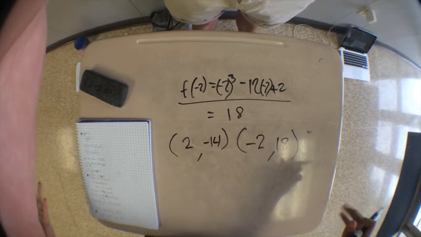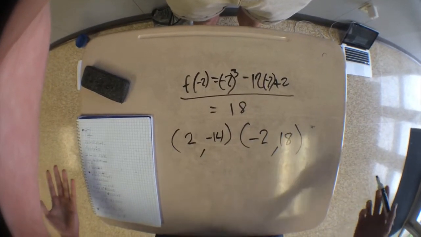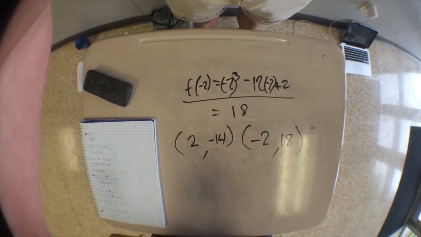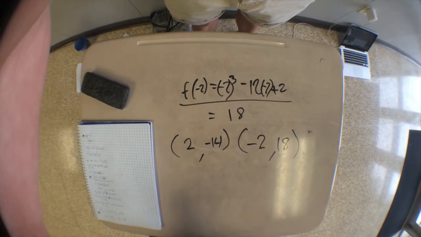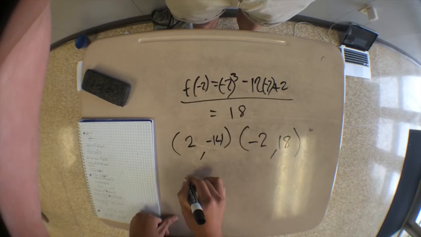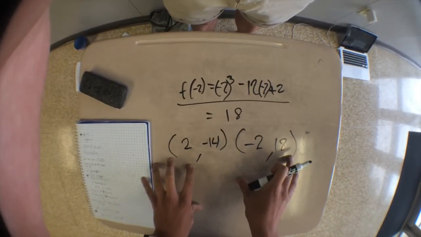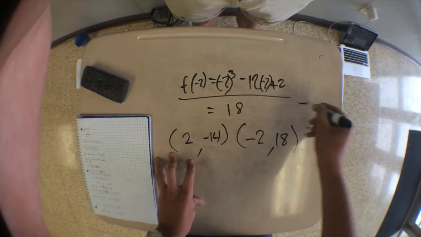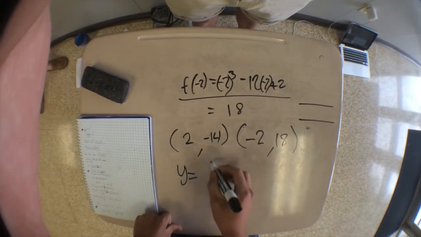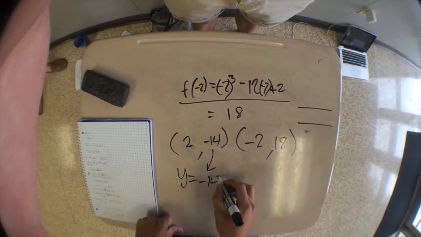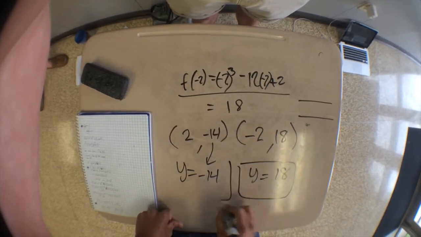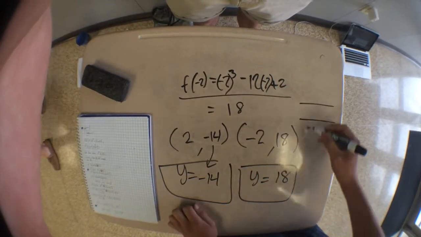From this we see, and if you don't know how to find equations for straight lines, then wow, you are not the smartest kid alive. But let's just remind you, okay? These are the points of contact for the horizontal tangent lines, which means their equations are just y equals negative 14, and y equals 18.